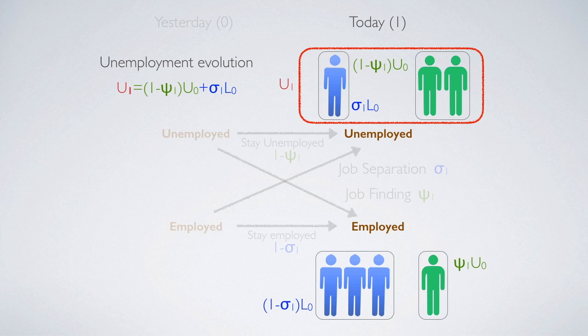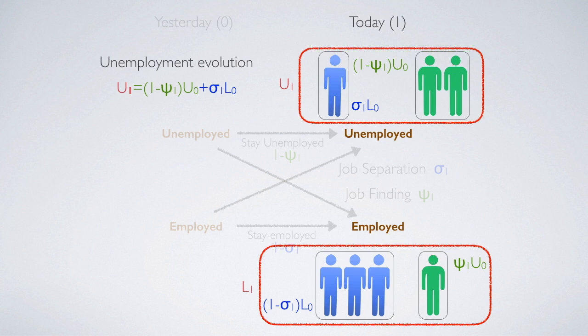And then we can move on to the employment evolution equation. For today's employment L1, it will be simply the sum of these two. And therefore, we have the employment evolution: L1 is equal to those L0 that did not change their status plus those U0 that had changed their status.